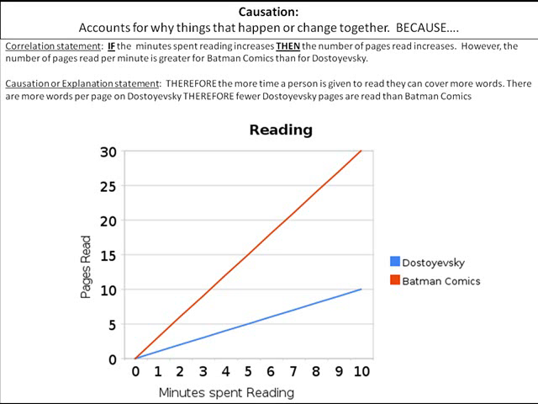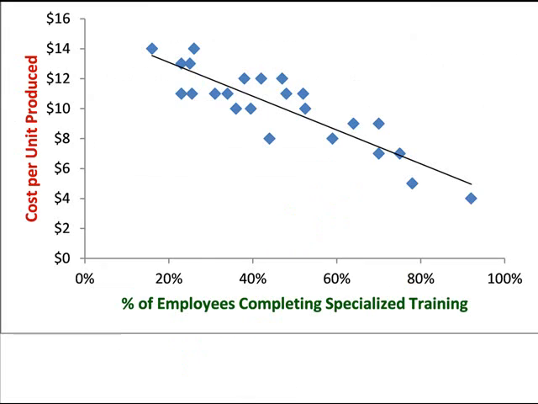Notice the correlation statement is really just a summary or a verbal description of what the graph says. Now, a causation or explanation of the statement would be, therefore, the more time a person is given to read, they can cover more words. There are more words per page on Dostoevsky, therefore fewer Dostoevsky pages are read than Batman comics. Notice the causation statement delves into why or what that relationship is all about between those two variables.